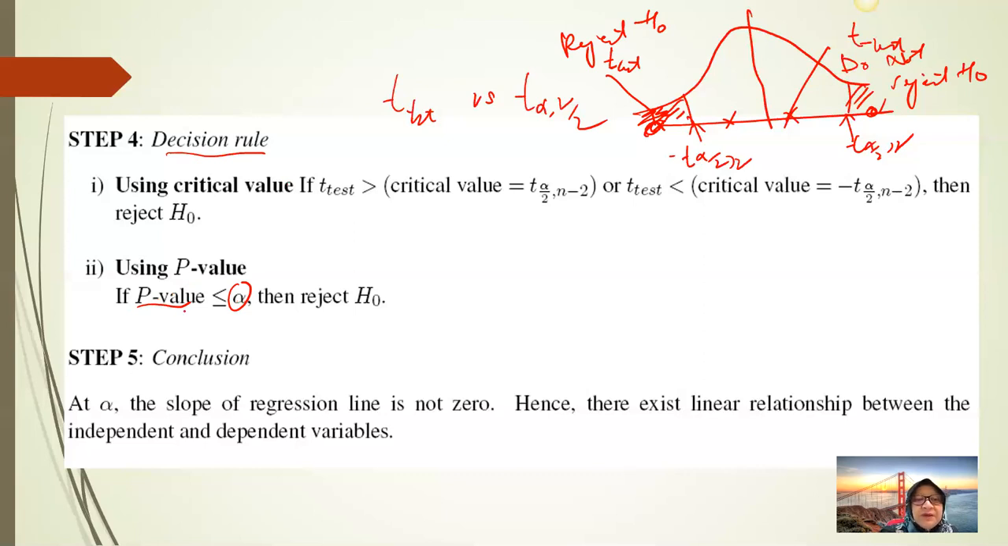If the p-value is less than alpha, then we reject H naught. Otherwise, we do not reject. Conclusion: at alpha, the slope of the regression line is not 0. If it's not 0, that means beta 1 is not equal to 0, which means there exists a linear relationship. That means beta 1 is significant, meaning not 0. So there exists a linear relationship between the independent variable x and the dependent variable y.